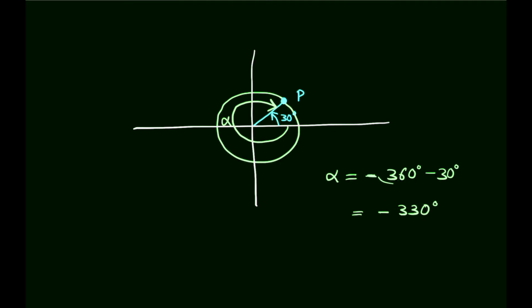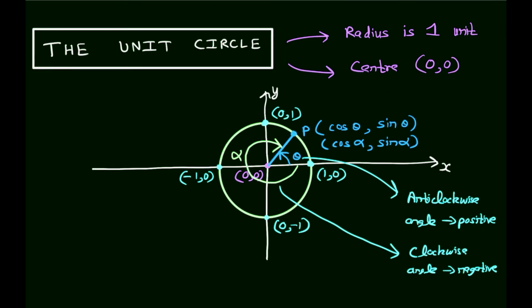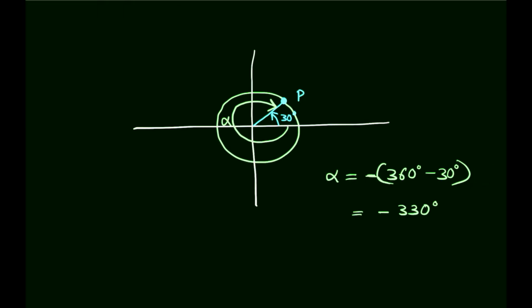So we have to write the negative sign. The negative sign just indicates that the angle is measured in the clockwise direction. That's it. Whereas for anti-clockwise angles, the angle will be written as positive. So yeah, that's about the sign conventions. Okay, now that's just the basics of the unit circle.